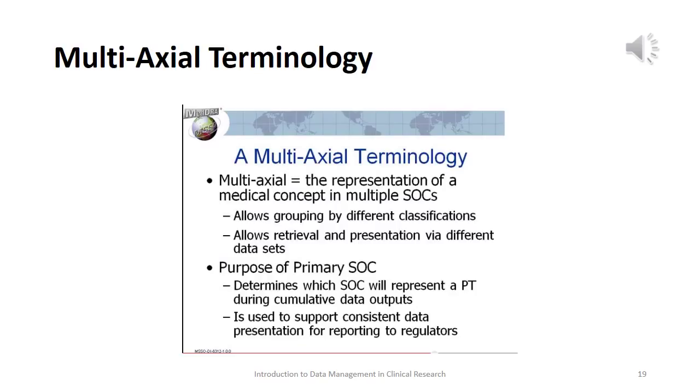So the purpose of the primary system organ classification is to determine which system organ classification will represent the preferred term during the cumulative data outputs, and it is used to support consistent data representation for reporting to regulators. We'll get into this in our illustration in just a moment.